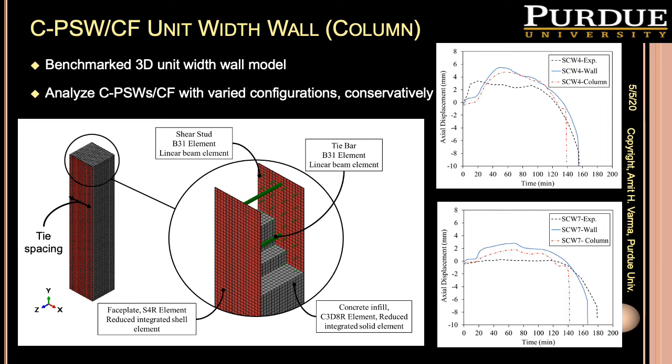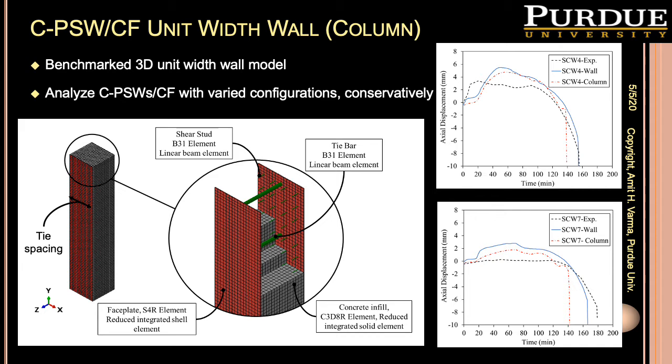The developed finite element model for the unit width wall is shown here on the left. The width of the model was equal to the tie bar spacing, and the faceplate was modeled on two sides of the wall. The fire loading was applied to two sides, assuming that the heat flow is perpendicular to the width of the wall. Symmetric boundary conditions were applied to the edges of the faceplate, and the translational degrees of freedom along the wall width were not restrained to allow the column to expand along its width at elevated temperatures.